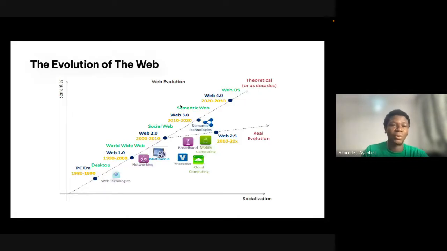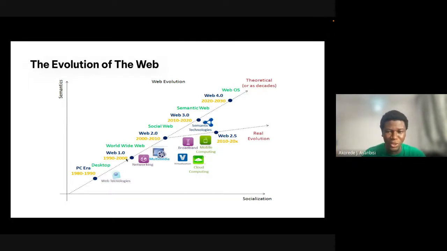Yeah. So I'm also going to talk about the evolution of the web. Like I said, we're currently in the Web 3.0 era. When the web started, it was the PC era, which was in 1980 to 1990. Then we progressed to the desktop, and eventually around 1990 to 2000, it was Web 1, right? During that time, if we can all remember, back in the days there used to be cyber cafes, where we go to the cafe to buy time, and we try to load our, I think the popular website then was MySpace and a few others. And the way they load was very, very slow.